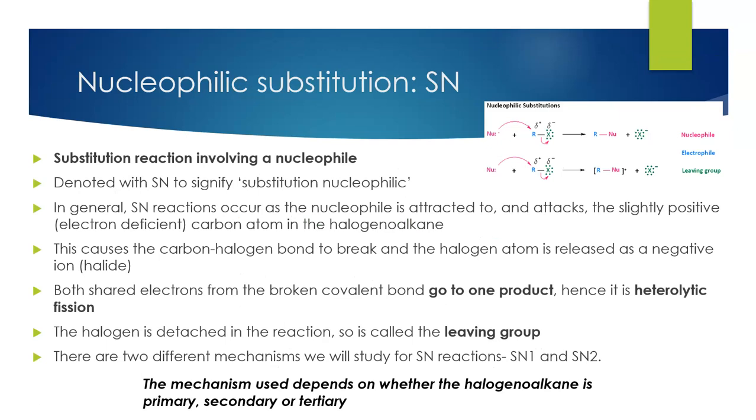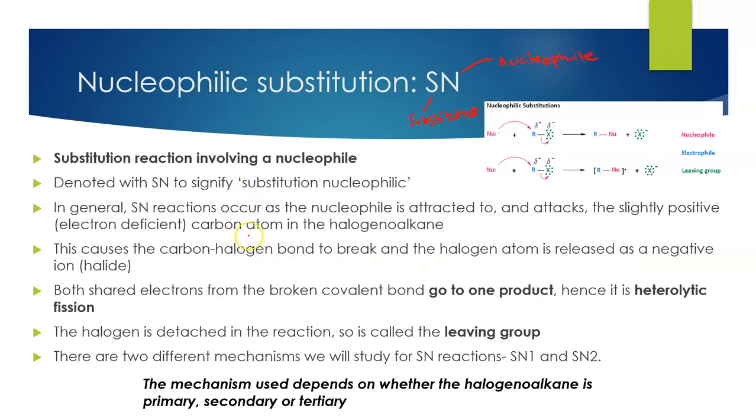So nucleophilic substitution, by definition, this S is telling us it is a substitution reaction, that it is a nucleophile that is doing the substitution, and then we have two types, SN1 and SN2. So SN is to signify substitution nucleophilic. Okay, the nucleophile is attracted and attacks the slightly positive electron deficient carbon atom, causing the carbon-halogen bond to break, and the halogen atom is released as a negative halide ion.